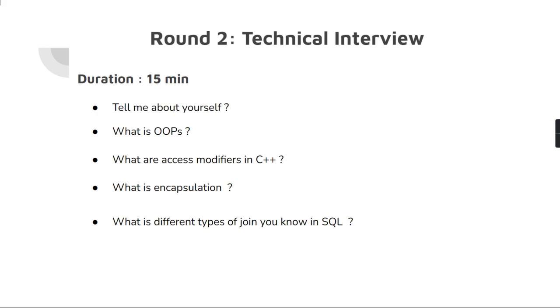Then he asked like, what are the different types of joins you know in SQL? Okay, like there are many types of join: natural join, inner join, full outer join, left outer join, right outer join, right? Then he asked, tell me about your projects in brief. Okay, so you need to read about your projects in detail.